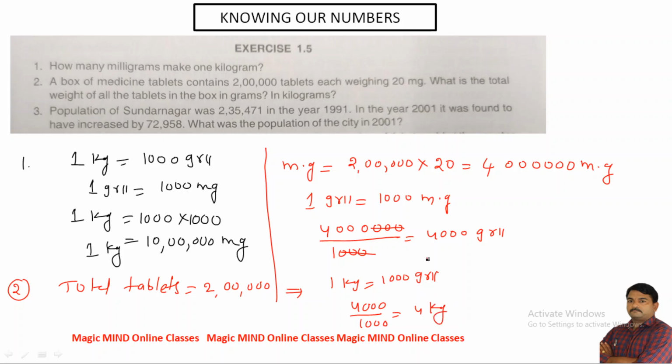4 kg, and the next, 4000 grams. I hope you understood. I expressed these tablets' weights in terms of grams as well as kilograms.